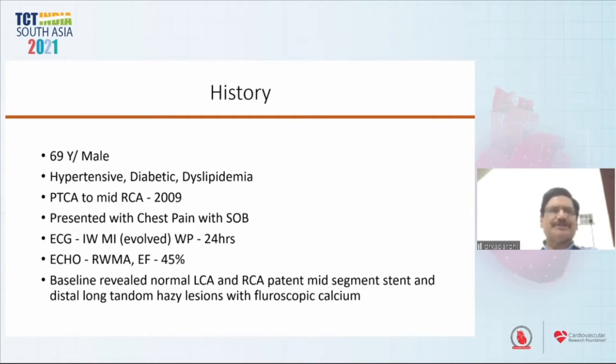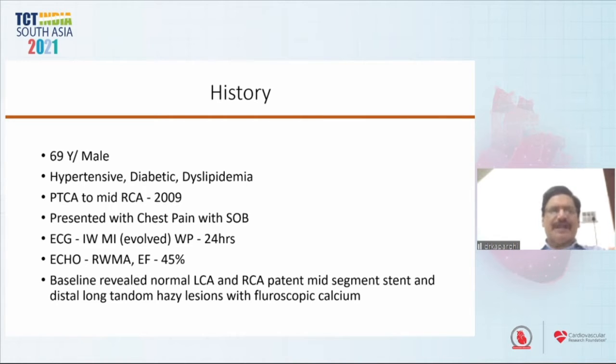A 69-year-old gentleman with risk factors of hypertension, diabetes, and dyslipidemia underwent angioplasty to the mid-segment of the right coronary artery in 2009 for inferior MI as a primary angioplasty. Till now he was totally asymptomatic, and he presented with chest pain and breathlessness. ECG showed an evolved inferior wall MI with an onset of more than 24 hours, and he was hemodynamically unstable. He was stabilized by intra-aortic balloon counterpulsation, and his LV function improved to 45%.